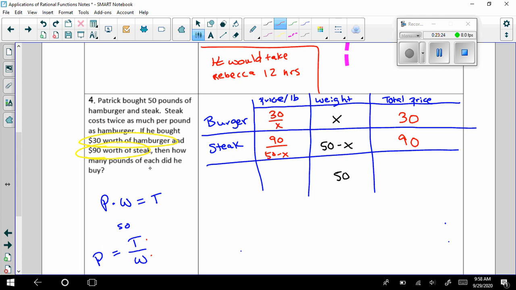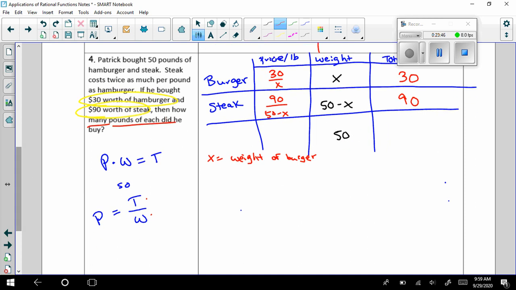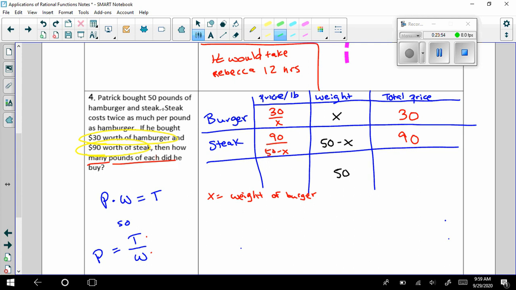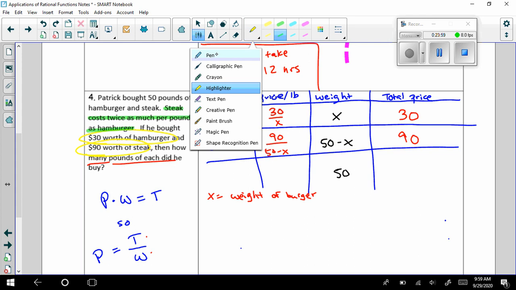Then how many pounds of each did he buy? All right, so we let X equal the weight of the burger. So keep that in mind when you solve it so you know what you found. And be aware of the question. How many pounds of each we want to know. Let's see. There should be, right here, steak costs twice as much per pound as hamburger. So that is information that we need.